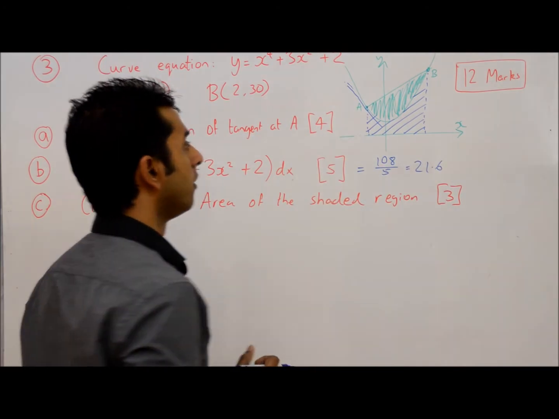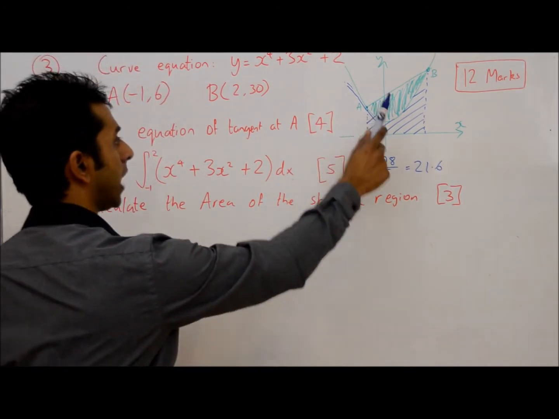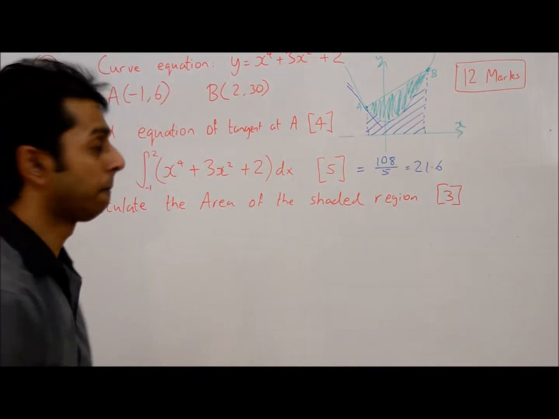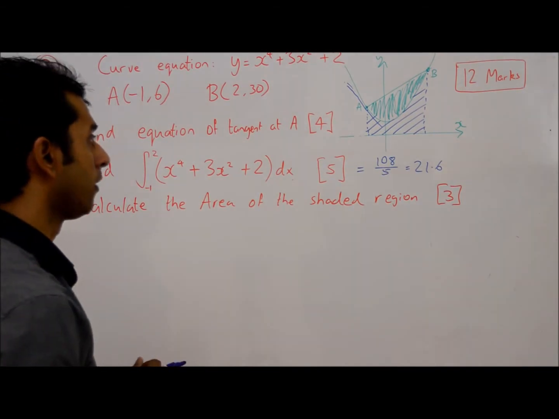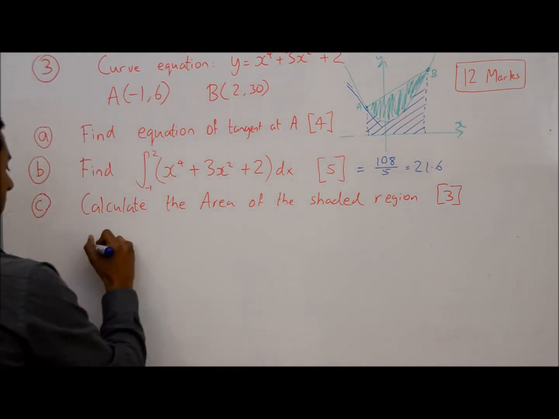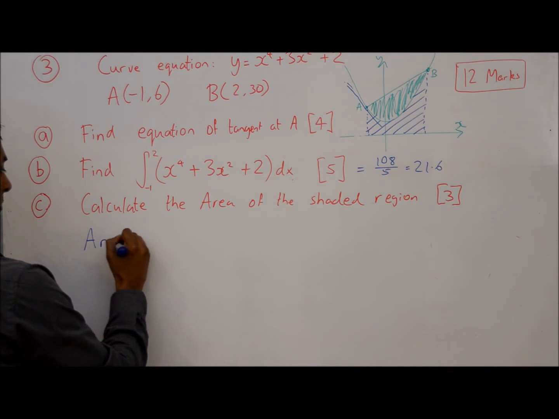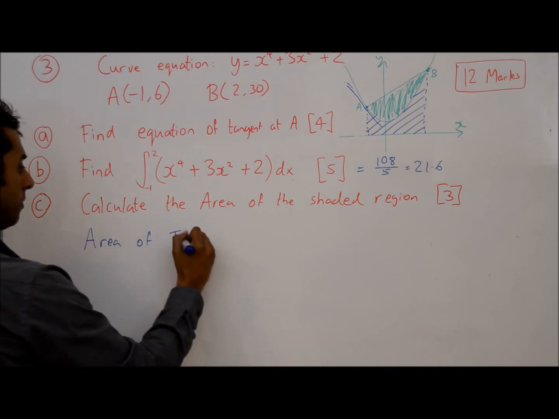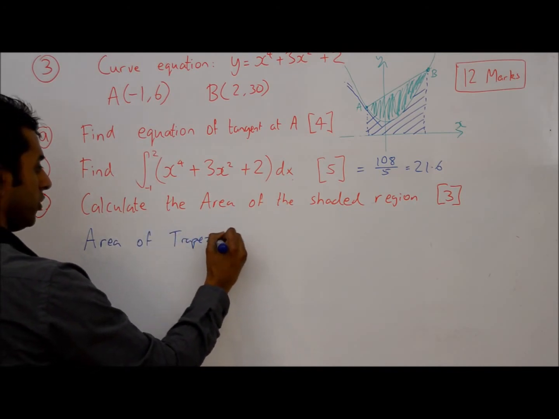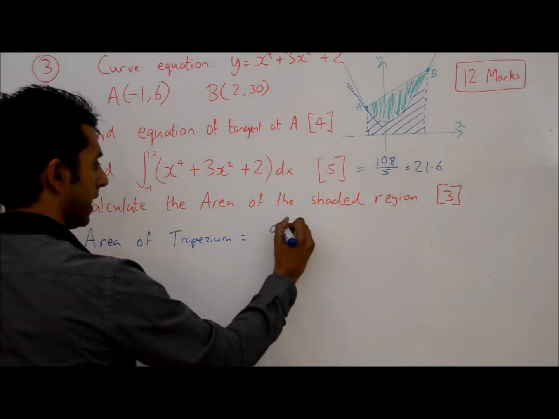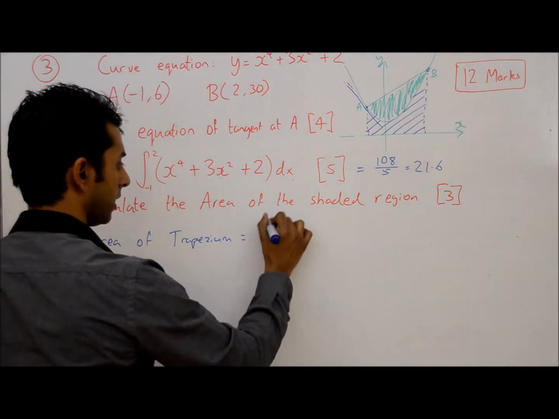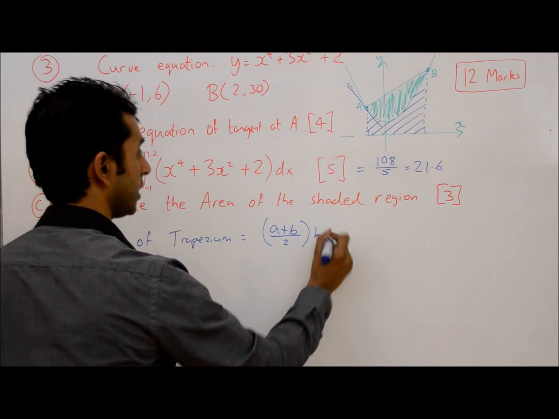We need to find the green area. Now if you look at the green area and the blue area, we have a trapezium. We want to work out the area of the trapezium. So let's start by working out the area of the trapezium. The general formula for the area of a trapezium is A plus B divided by 2 times H.